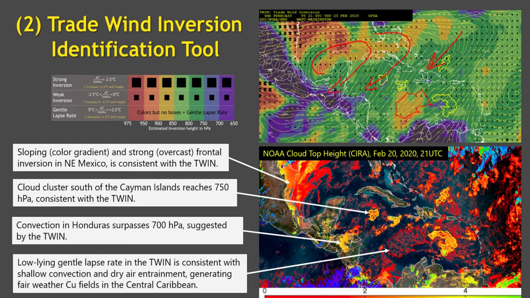This convection is a little bit deeper. It's getting all the way to 750 approximately hectopascals on average. And you can see that, yeah, this corresponds to 750 on the scale of the twin. Honduras also has some deeper convection. You can see that the inversion is also elevated, and so on. Quick examples of how to use the twin.